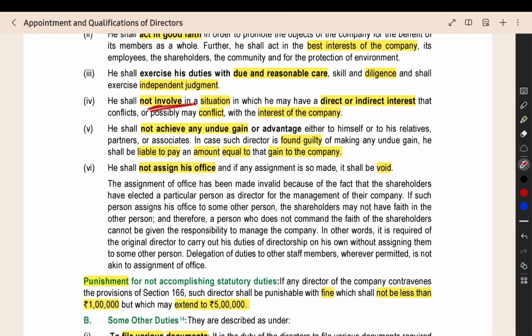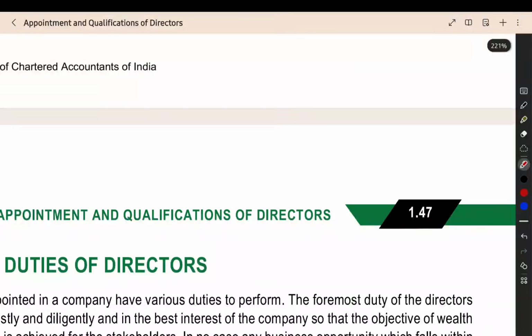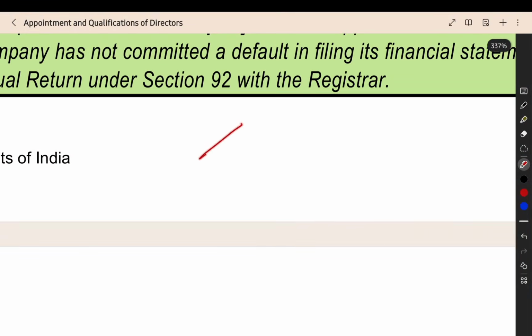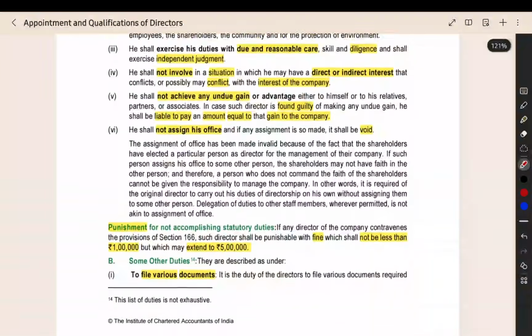They should not involve themselves in a situation where there will be a conflict of interest with the company. What situation? One where they have two options: the first is to get profit for the company, and the second is to get a personal gain. This is called a conflict of interest. They would have to choose between the profit for the company, that is the best interest of the company, and the personal interest of the director. There should not be any conflict between these two. There should not be any situation where the director is in a position to choose between these two. It should not happen.